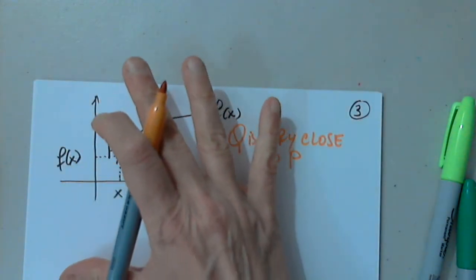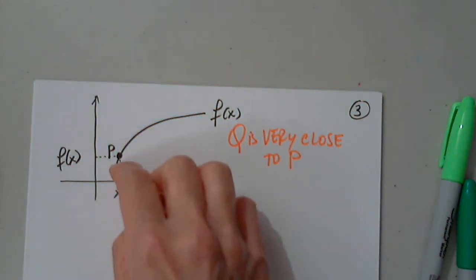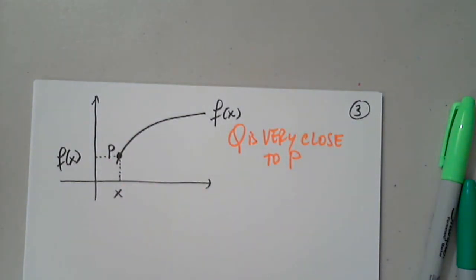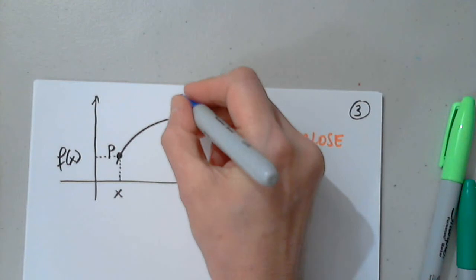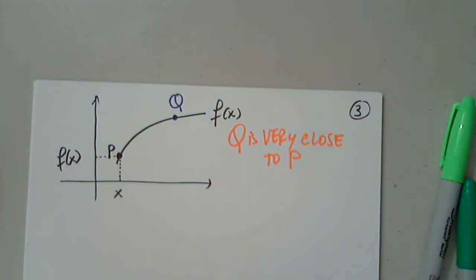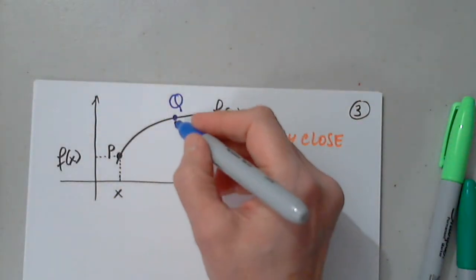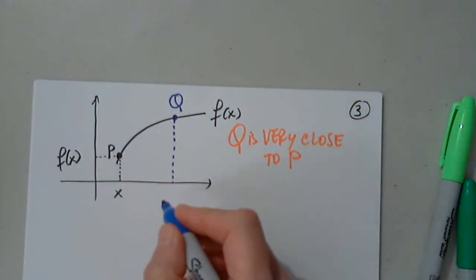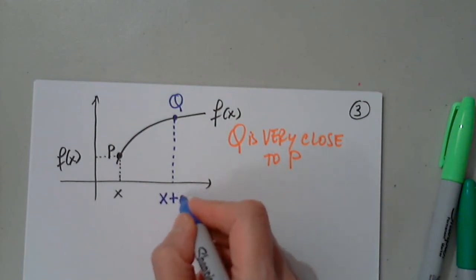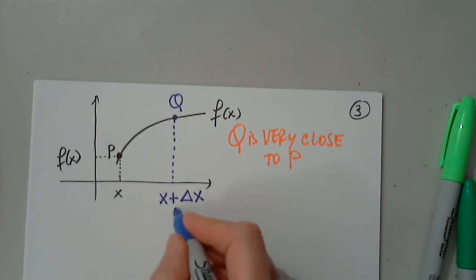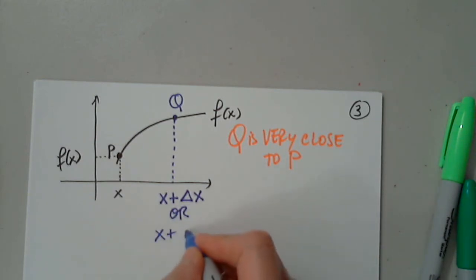But I'm going to zoom in, because if I have Q and P one next to the other, I'm not going to be able to explain anything. So just keep in mind, Q is very close to P, and we are zooming in. I'm going to picture Q here. But they are extremely close. And the coordinates of Q are x plus delta x, or x plus dx.